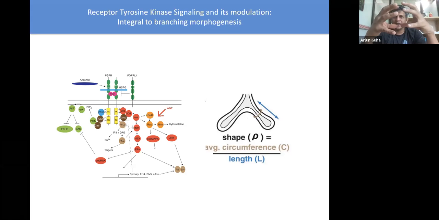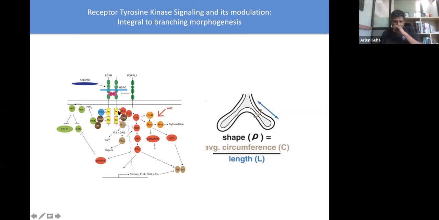It has to extend in one direction, and it simultaneously has to increase circumferentially to increase the size of the tube as the structure is growing. So initially, the buds are very small, but then as they undergo repeated rounds of branching, the buds that are left behind increase in size to account for the overall growth of the organ. Now, how this seems to be regulated in the context of branched organs involves the negative regulation of ERK signaling.